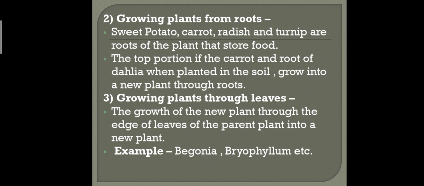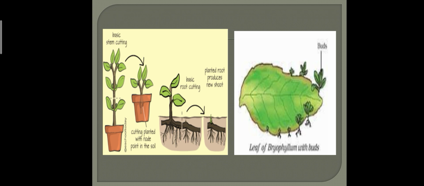bryophyllum, etc. In this figure you are able to see the cut mark in the stem of the plant which is planted into another pot, and a new baby plant is grown. Now in the second figure, the root is cut and planted at some other place. The new plant starts growing from the root. And in the second figure you are able to see the bryophyllum leaf, and from each edge, if it comes in contact with the soil, the new plant will grow.